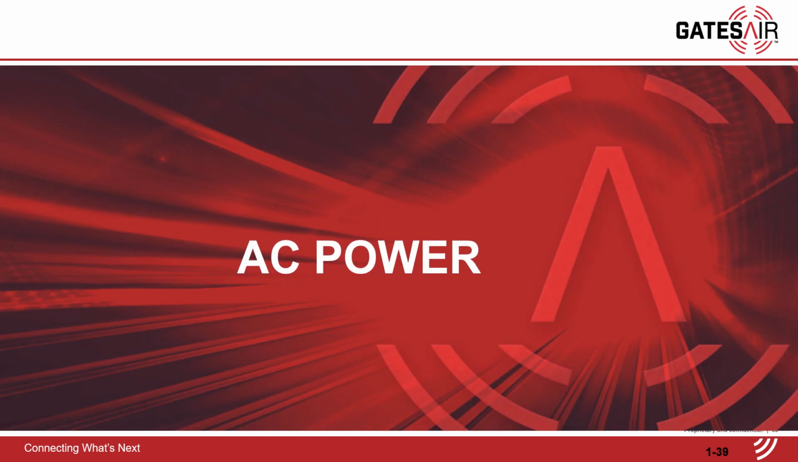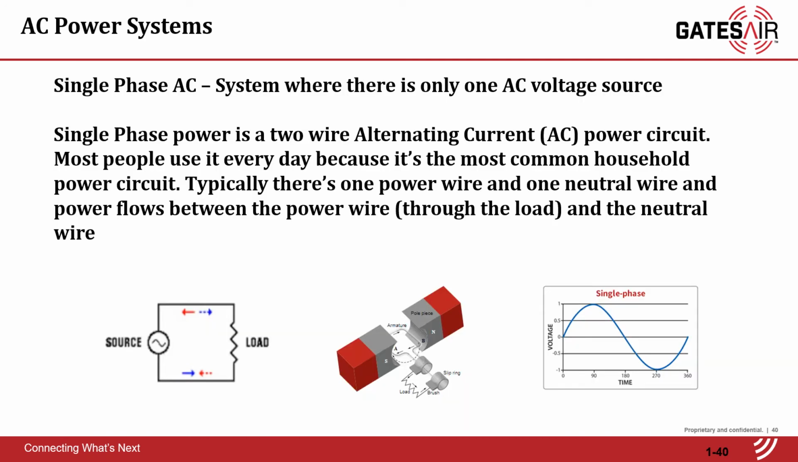Let's review AC voltage. For single-phase alternating current systems, there is only one AC voltage source. This is common to most household electric power. There are two wires, one hot and one neutral. The load completes the path and gets the work done.